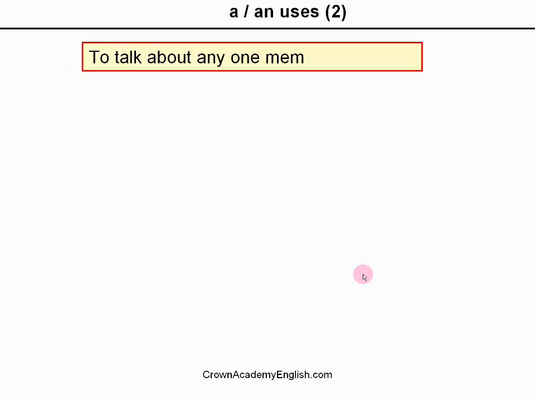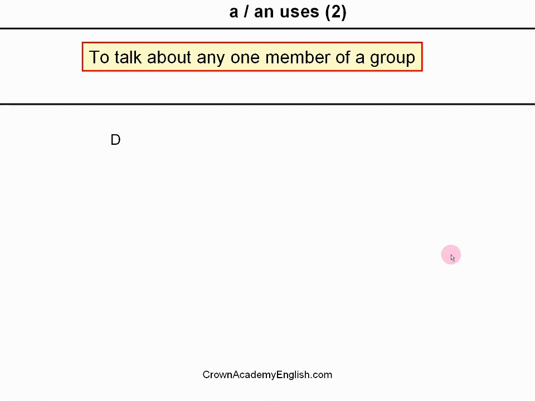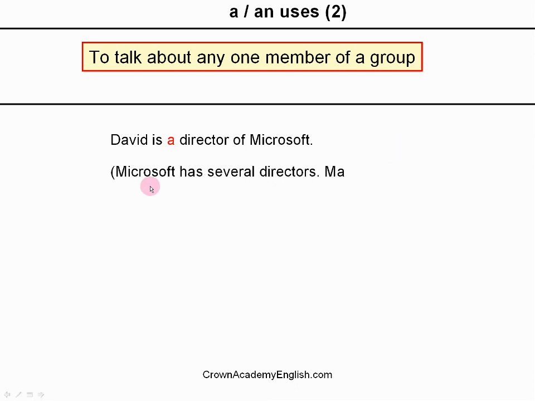Another use is to talk about any one member of a large group. Example: David is a director of Microsoft. So what does this mean? Well, it means that Microsoft, the company, has several directors, and David is one of those directors. Okay, so it is one member of a large group, a director.